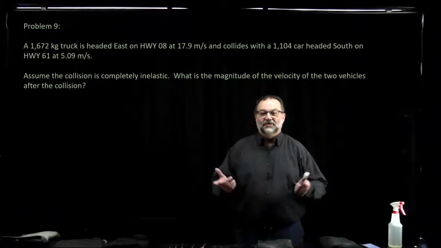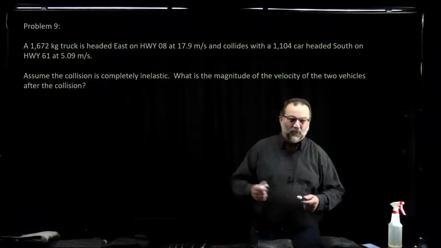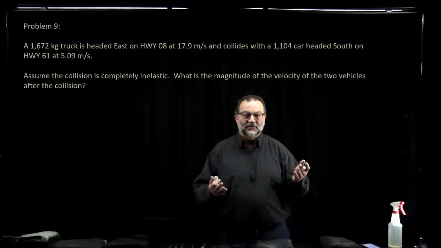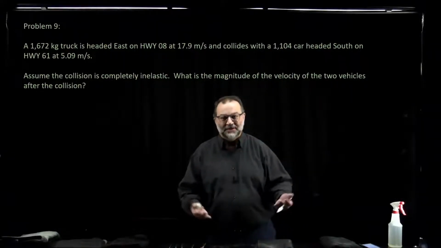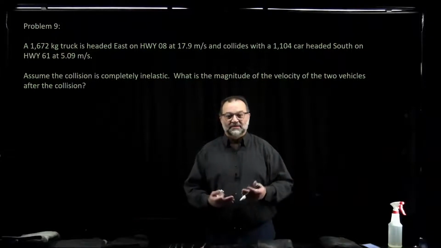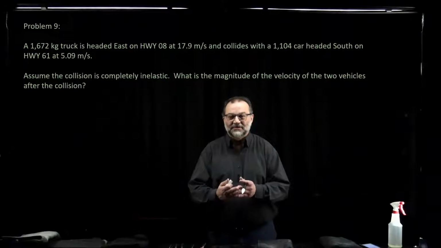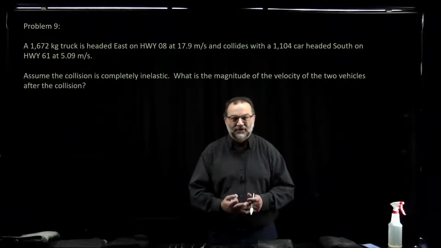Problem 9. You're in a truck. It's headed east on Highway 8 at 17.9 meters per second, and it collides with a car headed south on Highway 7 at 5.09 meters per second. Assuming the collision is completely inelastic, i.e. they stick together during the collision, what is the magnitude of the velocity of the two vehicles after the collision?